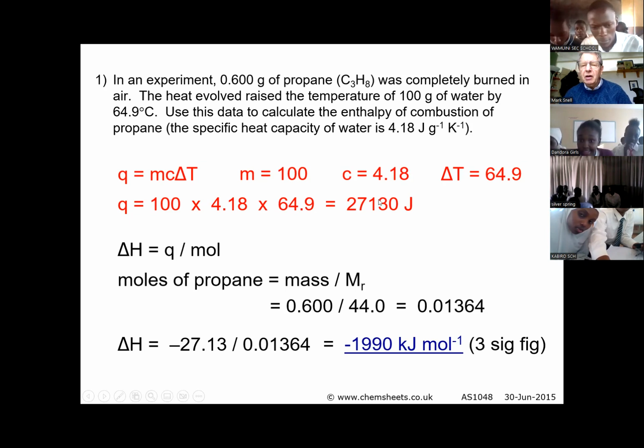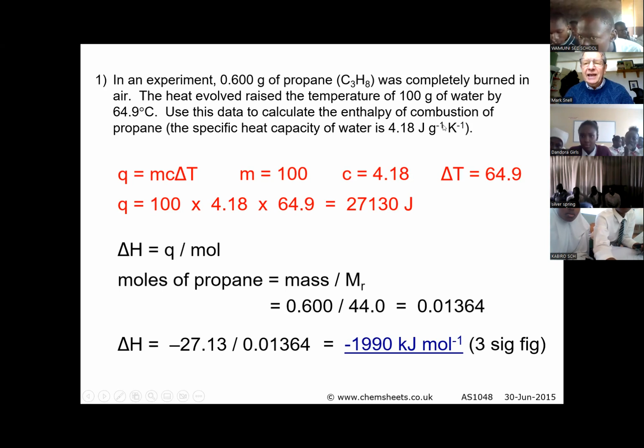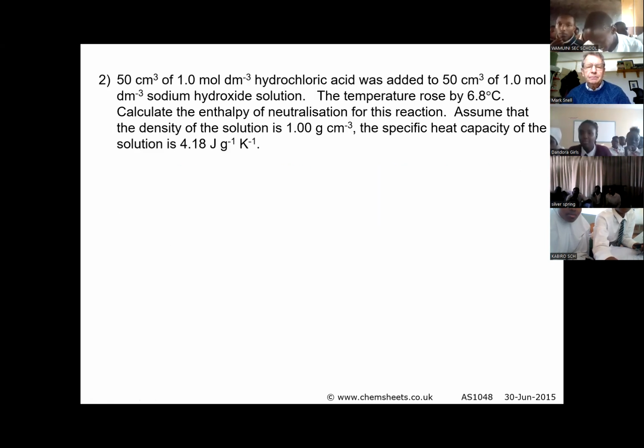This is negative because at the end, we need to remember that this is propane burning. Because the propane is burning, it gives out heat. If it gives out heat, it's exothermic. If it's exothermic, delta H is always negative. Okay, cool. Excellent. Let's have a look at another question. We're going to only do this one, then we are going to look at the whole process again.